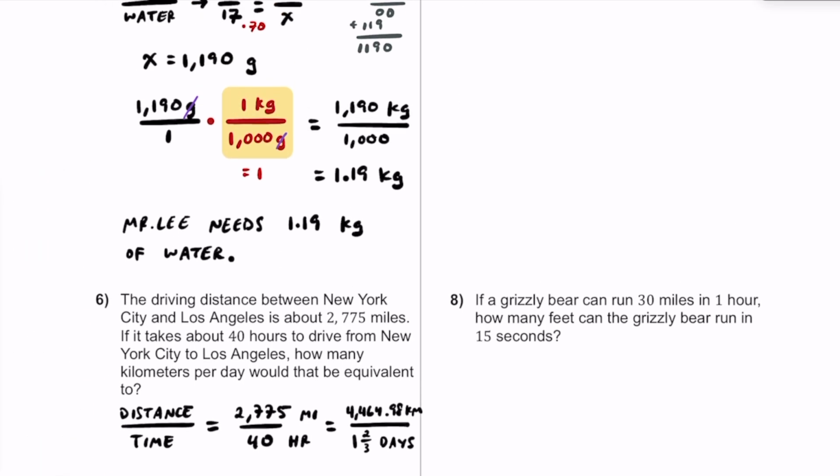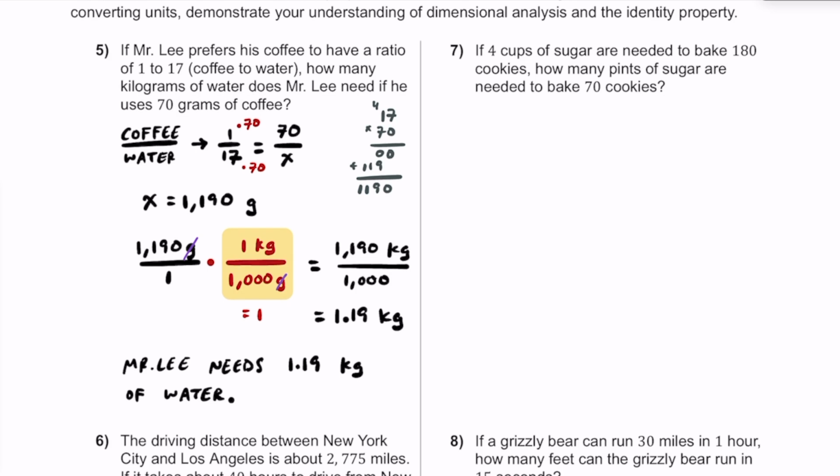All right, let's check out number 7. In number 7, it says that if 4 cups of sugar are needed to bake 180 cookies, the question is how many pints of sugar are needed to make 70 cookies? All right, so we can set up a ratio of sugar to cookies here. We know that we're going to need 4 of these cups. I'm just going to write the units here to be extra clear. 4 cups of sugar are going to be making 180 cookies. This one's a little bit more clear, so I'm just going to leave that as 180. The question is asking about how many pints of sugar are needed to make 70 cookies here.